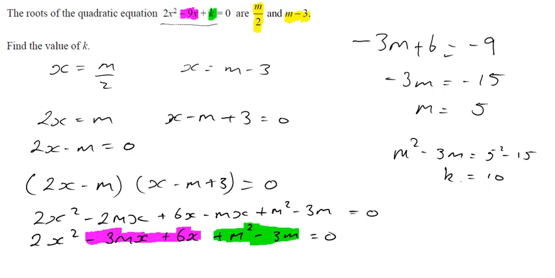So k is 10. So therefore my quadratic equation is 2x squared minus 9x plus 10, and my roots are 5 over 2, which is 2.5, and 2, because it's 5 minus 3. And there you go, I'm done. So even though that question looks harder, it's actually the same thing, and in fact it's almost easier because you're working backwards.